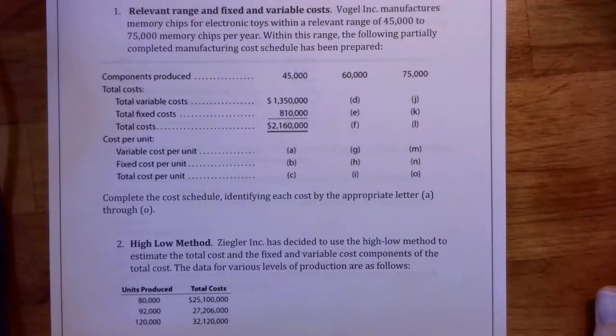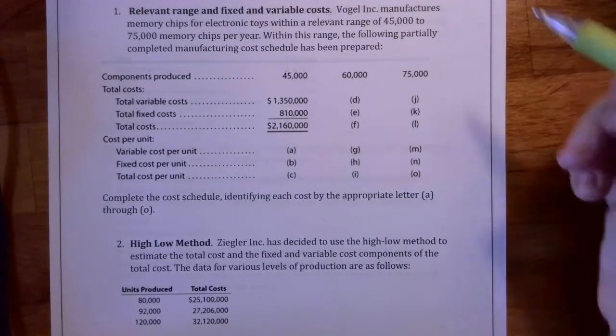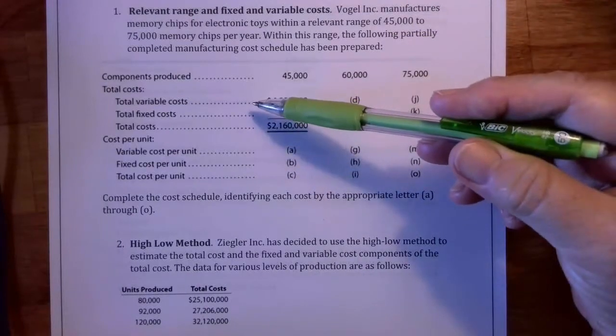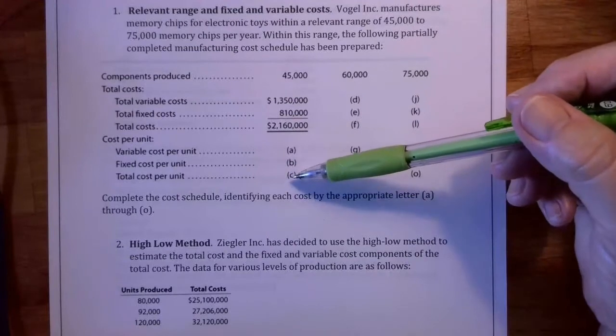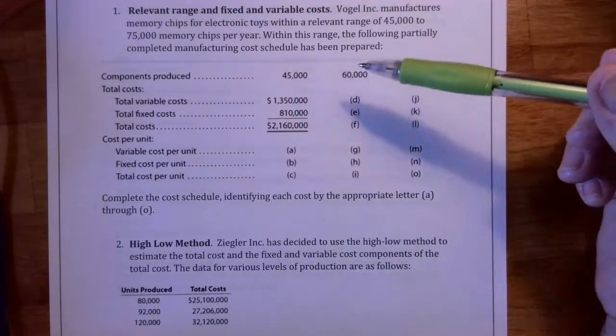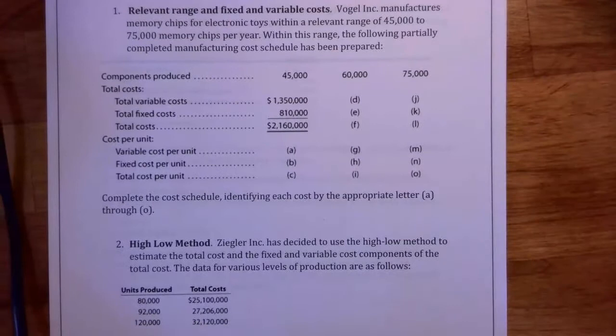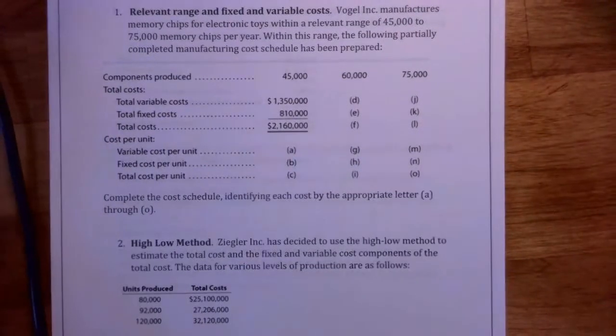Okay, this is a really nice problem to get accustomed to the idea that we've got variable costs, fixed costs, total costs, and then the costs per unit, etc. It's just a good way to do it, and we know a lot just based on a limited amount of information.